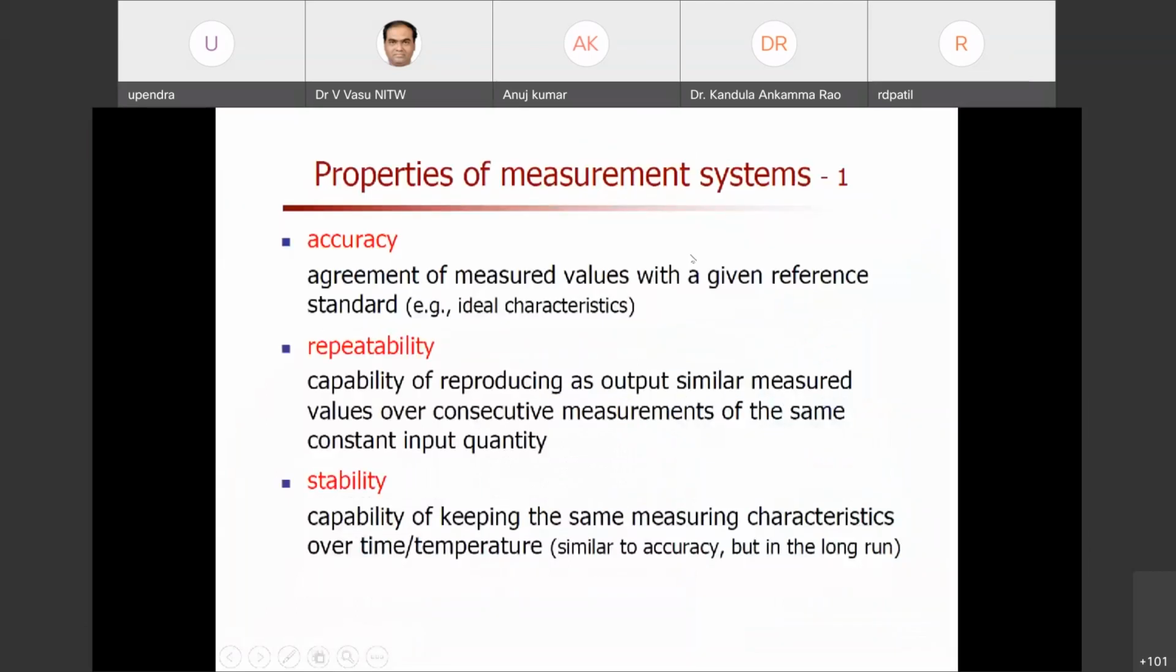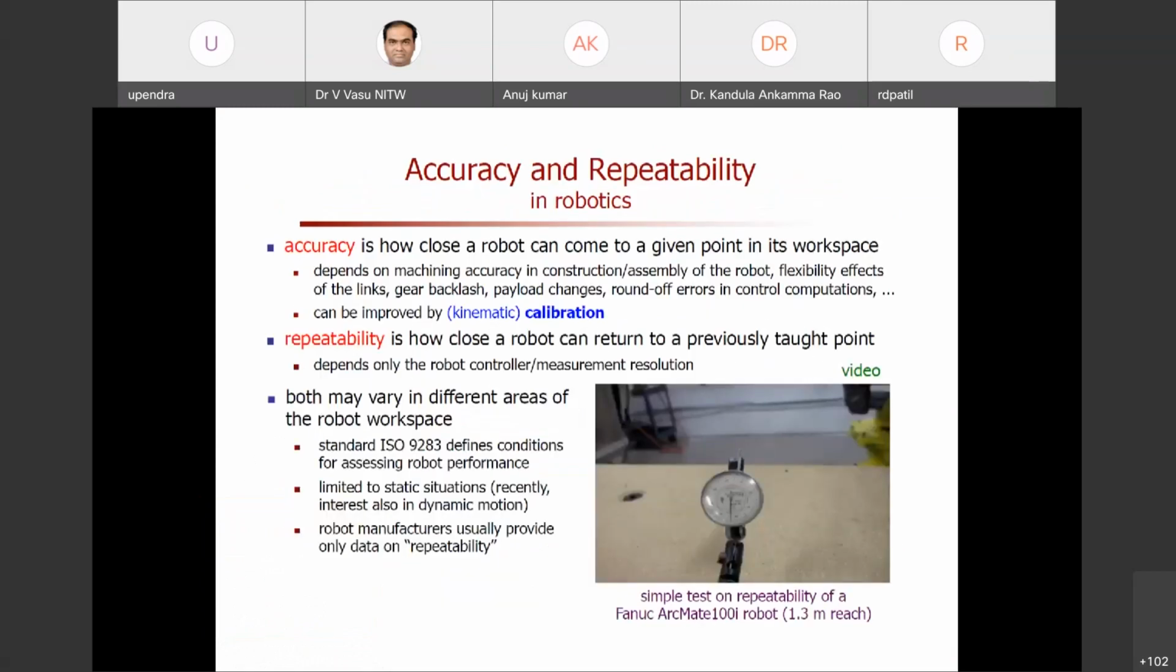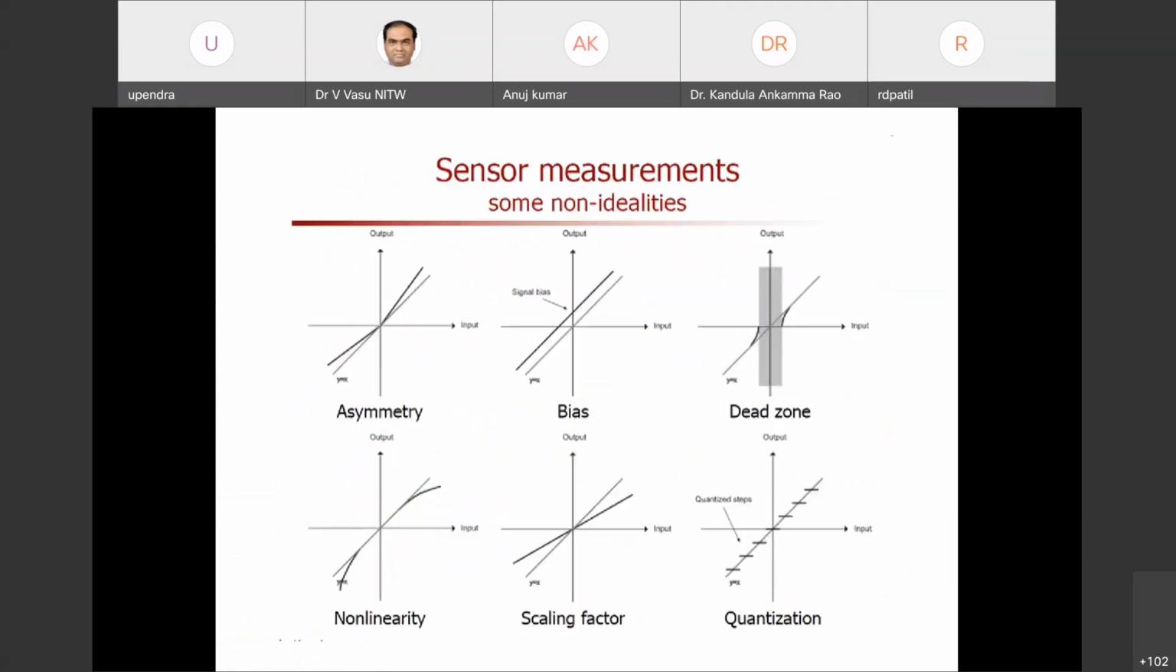Another important thing required for robot selection is accuracy, repeatability and stability. That can be determined by using a small trial and error method.